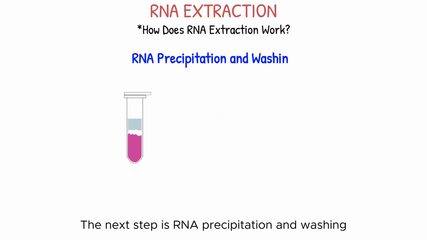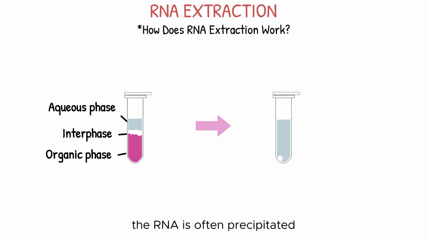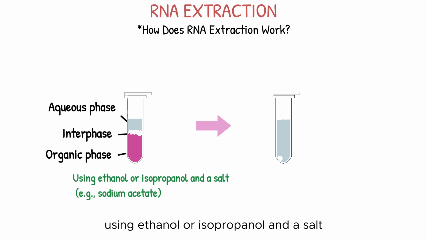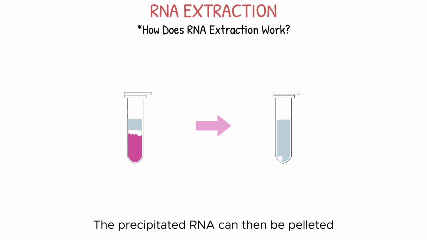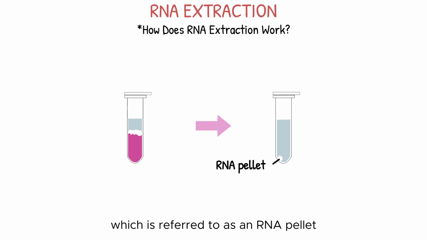The next step is RNA precipitation and washing. The RNA is often precipitated using ethanol or isopropanol and a salt, for example, sodium acetate. The precipitated RNA can then be pelleted by centrifugation. In the RNA extraction process, RNA is precipitated into a solid, granular substance through methods such as centrifugation, which is referred to as an RNA pellet.